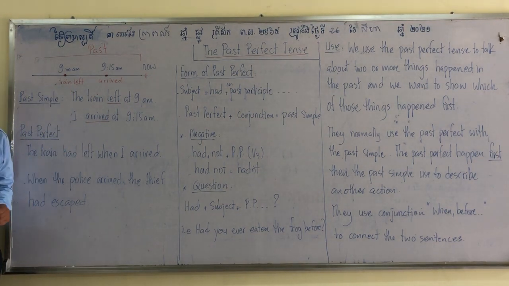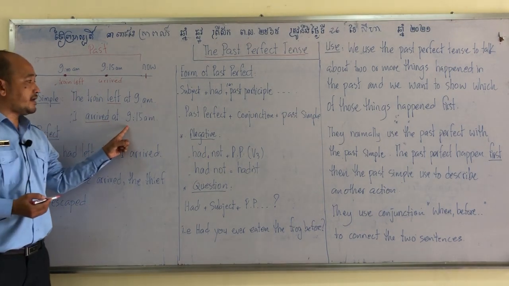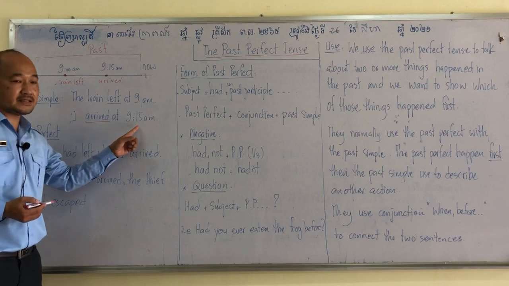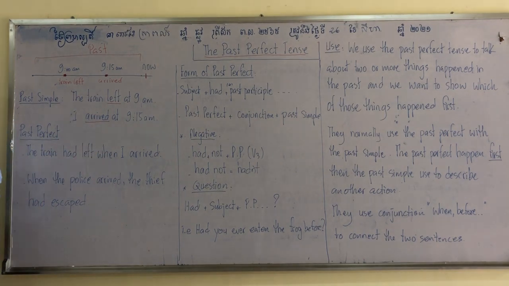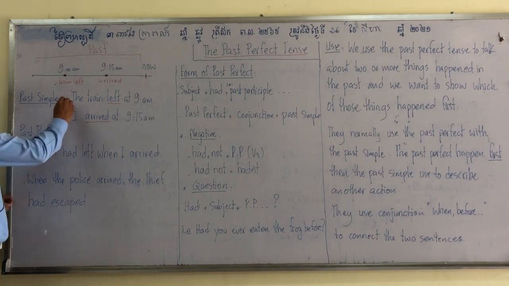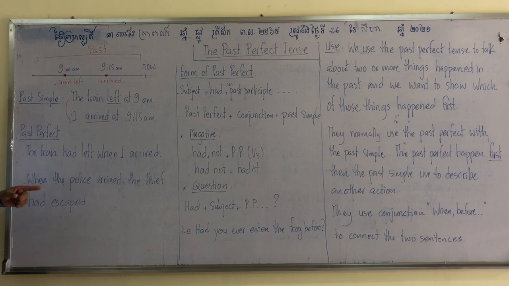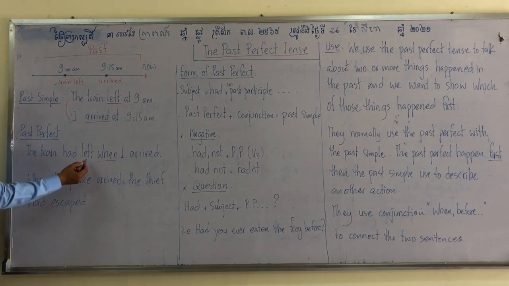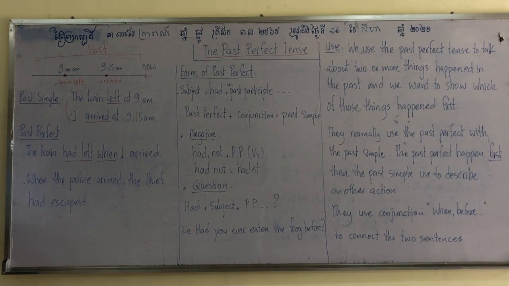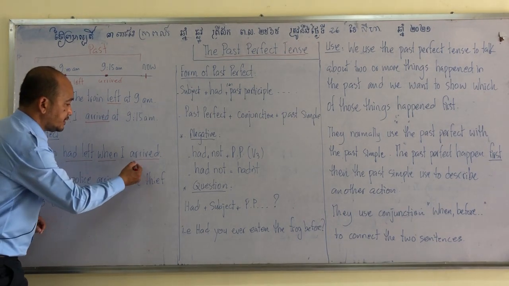So here the train left at 9 a.m. and I arrived at 9:15, or something we call 9:15 a.m. in the morning. So when I arrived, the train had left already, okay, because I'm late. So I can say, by using the past perfect, we connect these two activities, these two sentences, become one sentence by conjunction when. Okay, so I can say, the train had left when I arrived. Okay, so had left is past perfect, and I arrived is past simple.